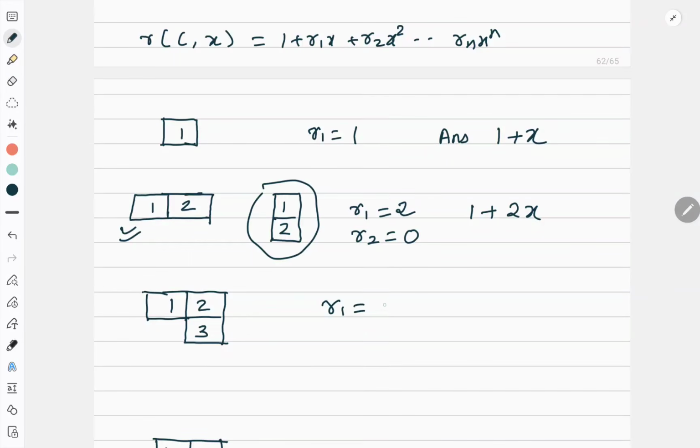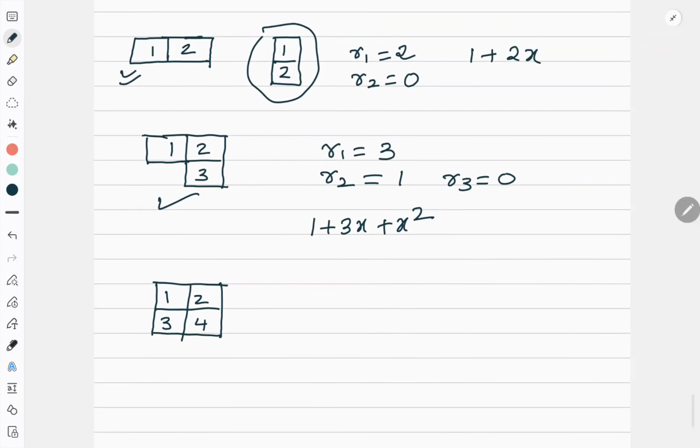Now let us come to this. What is the value of R1? 3. What is the value of R2? When R2 comes, start listing. 1, 2 not possible. 1, 3 possible. 2, 3 not possible. So only 1, 3 is a possible setup. So R2 is 1 and R3 is 0. At any cost I cannot place 3 pawns without capturing. Right. So what will be the answer here? 1 plus 3x plus x square. So this will be the Rook's polynomial for this board.